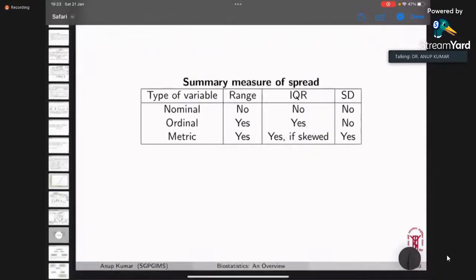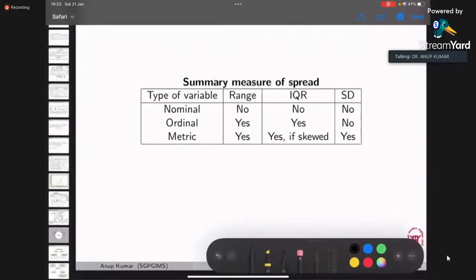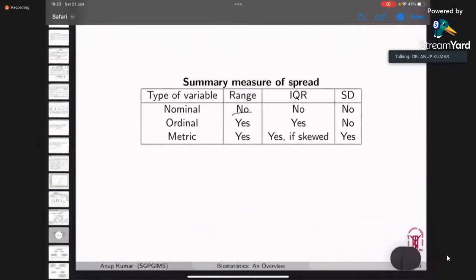Again, you have to remember that if your data is nominal, you cannot calculate the range, you cannot calculate the interquartile range, and you cannot calculate the standard deviation. If your data is ordinal, you can calculate the range and the interquartile range, but you cannot calculate the standard deviation. Similarly, if your data is metric, either discrete or continuous, you can calculate the range. You can go with the interquartile range if your data is skewed, and you can go with the standard deviation if your data is not skewed.